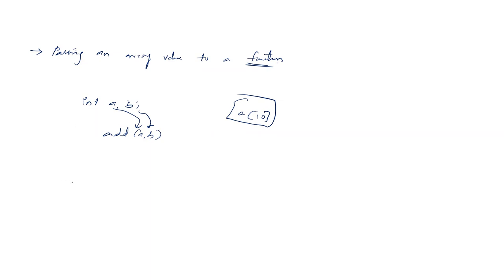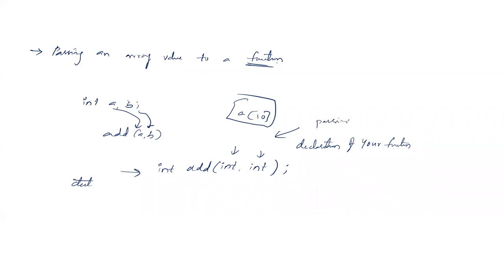Okay, so in the declaration, what is the normal way of declaration? For example, the function is integer return type, int comma int, where it is going to read two integer type variables, semicolon. This is the declaration of the function. For example, there is a function called add. The normal declaration for passing a regular variable, remember, this is a regular variable, not an array variable, is like this: int add, int comma int.